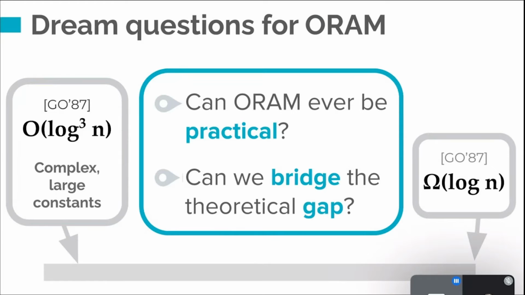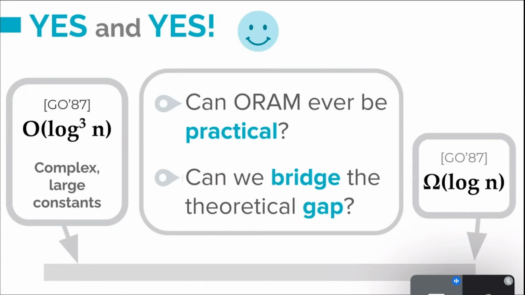Okay, so the questions I was interested in back then, there are two big questions. One is, can we take this on-paper theory and make it practical? And the second question is, there's an obvious gap between the lower bound and the upper bound. So can we bridge this theoretical gap? I guess in the next 10 years, we were able to answer both questions affirmatively. We have made ORAM truly practical and the algorithms are actually really, really simple. And we also showed that you can construct an optimal ORAM with log n overhead.